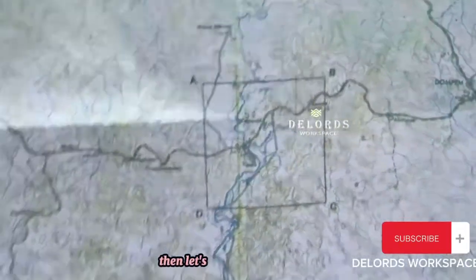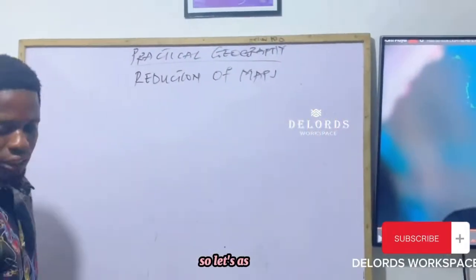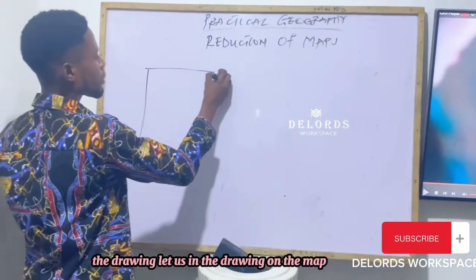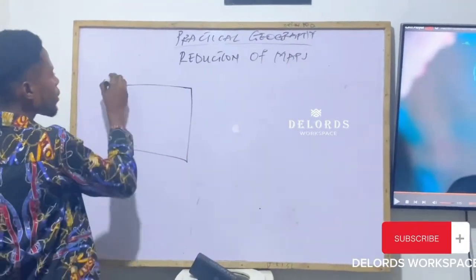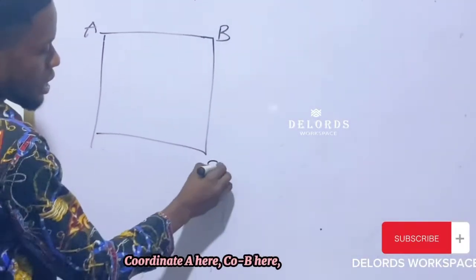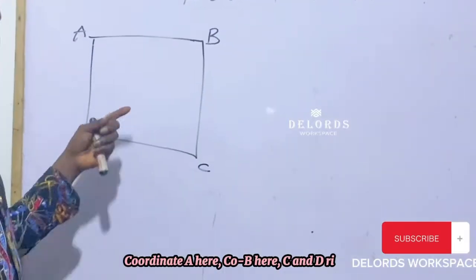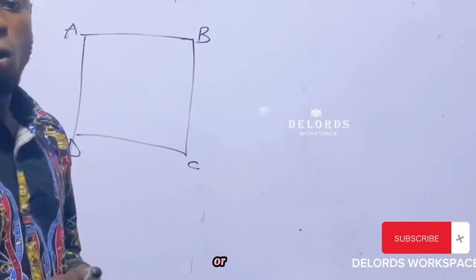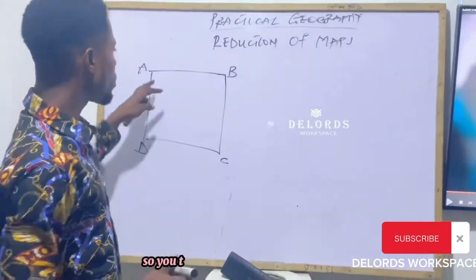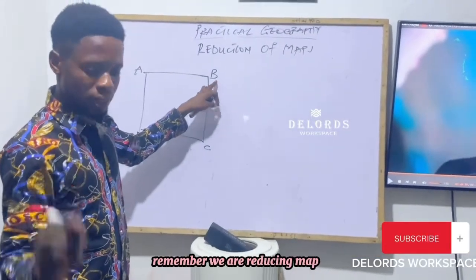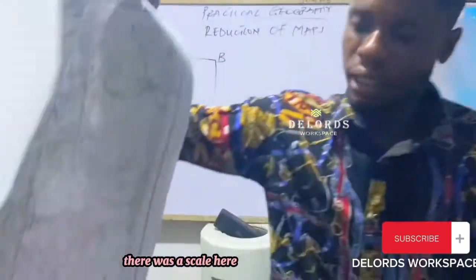Alright then, let's put this on the board. Let's assume the drawing on the map is this one: coordinates A here, coordinates B here, C and D. What you are going to do is either get a thread or a ruler and measure from coordinates A and B. Remember we are reducing maps. There was a scale here.